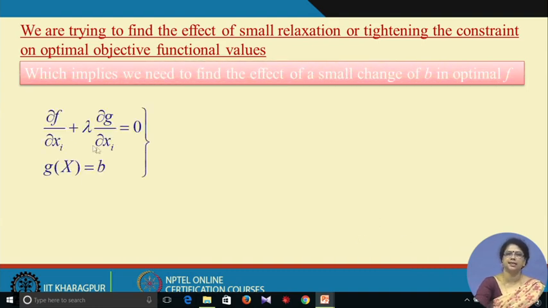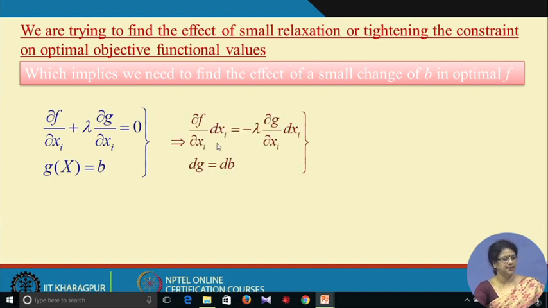For all i, I will do a few calculations from there, just to see what these are. These are the necessary conditions. From here, if I multiply by dxi, we get del f by del xi dxi equal to minus lambda del g by del xi dxi. What is the meaning of it? df is equal to minus lambda dg, alright. And from here, since g is equal to b, we are considering dg is equal to db.